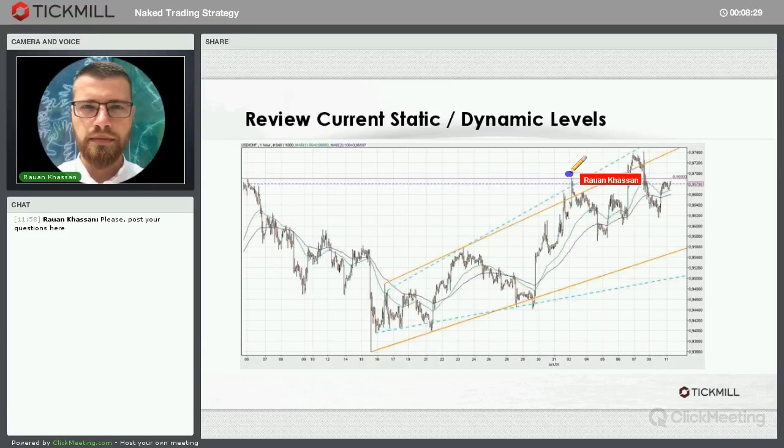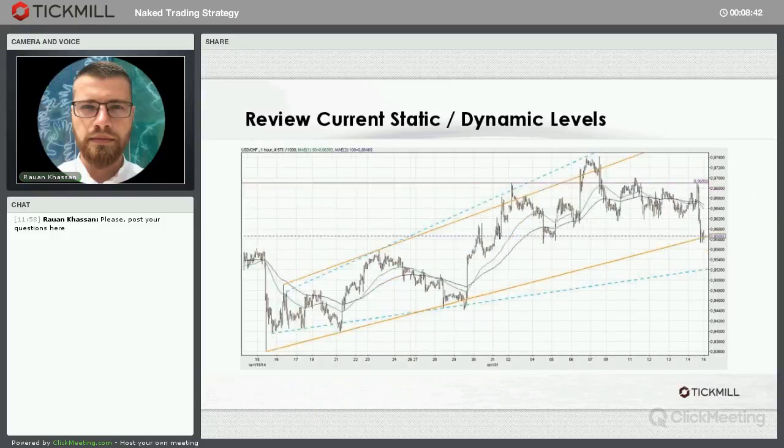I will mark it in blue color now. So, and then it works once again in the current given situation. So let's see how the price develops. As you can see, in a few days, we have marked this 0.9690 static resistance.